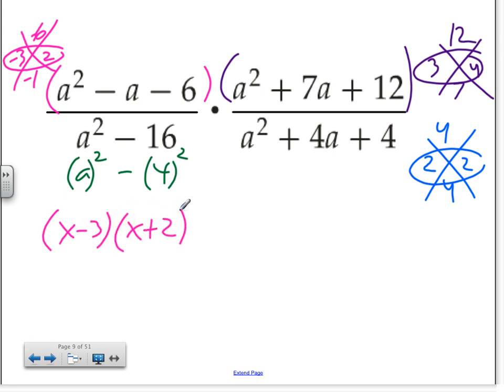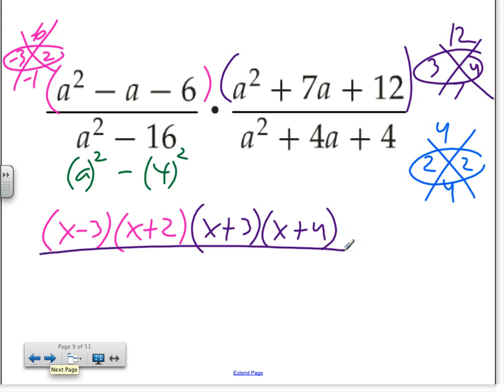Is that correct? And here for the, I'm sorry, pink. Now here's the purple one. I would have x plus 3, x plus 4. Okay? And the bottom, the green, how do I expand a squared minus 4 squared? A plus 4, a minus 4. Any question on that?